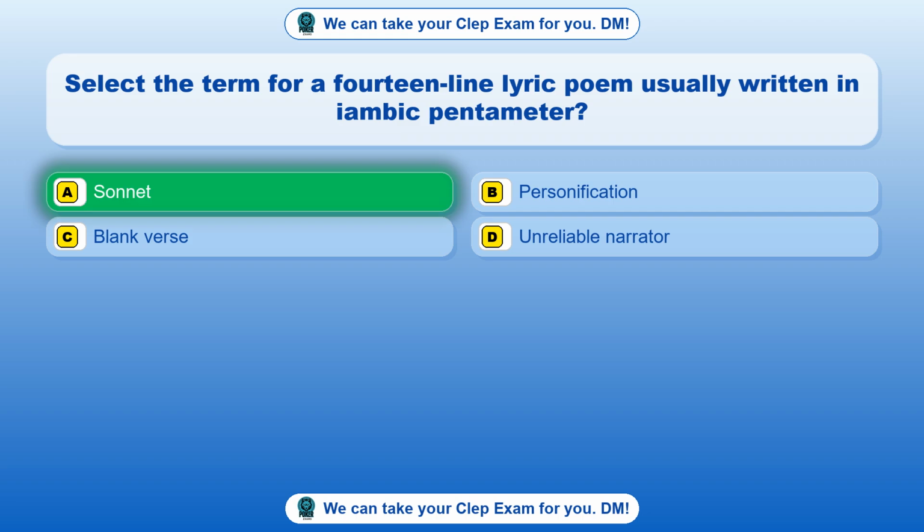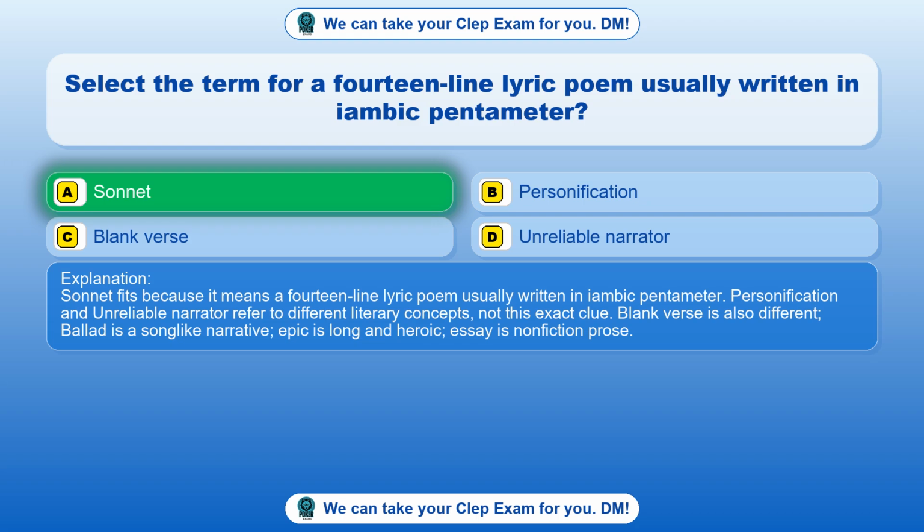The correct answer is option A, sonnet. Sonnet fits because it means a 14-line lyric poem usually written in iambic pentameter. Personification and unreliable narrator refer to different literary concepts, not this exact clue. Blank verse is also different. Ballad is a song-like narrative, epic is long and heroic, essay is nonfiction prose.